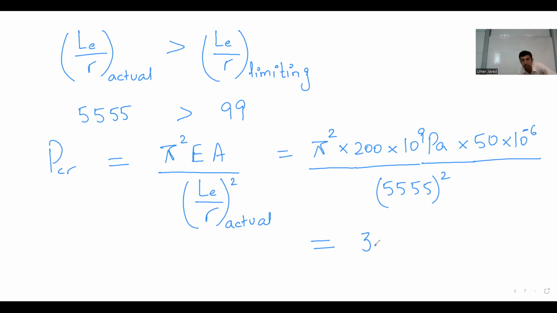It is ready to buckle. No. Really? No. Why did I find the help of this value? Again, just tell you pi square into 2 into 10 power 9, 50 into 10 power minus 6. There is no square. So in 50 into 10 power minus 6, there is no square. Okay. No, it will not buckle under the weight.